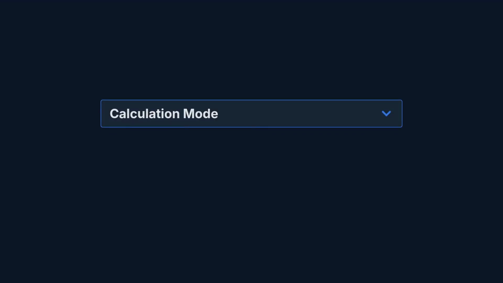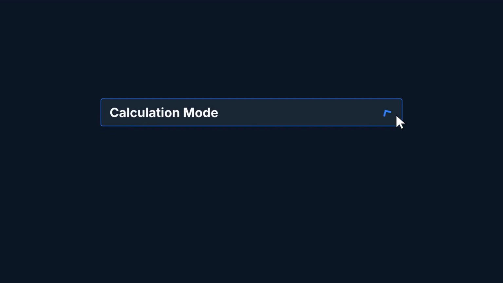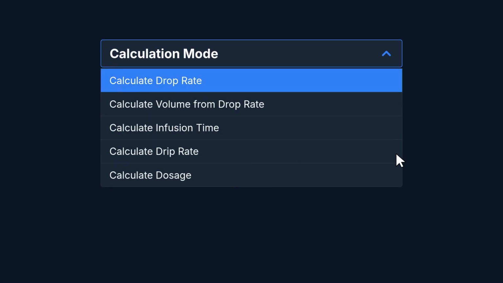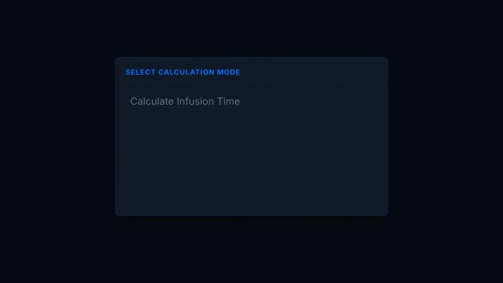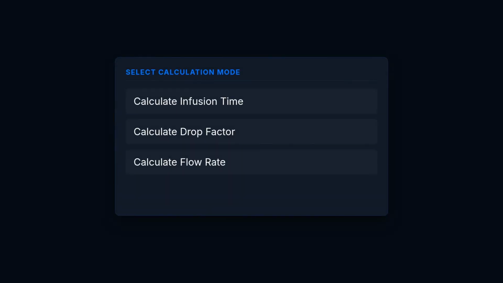This is the IV flow rate drip interactive calculator, which solves for various infusion parameters used in medical and fluid delivery systems. The calculator has a calculation mode drop-down menu with 5 options: calculate drop rate, calculate volume from drop rate, calculate infusion time, calculate drop factor, and calculate flow rate. For this demonstration, I'm using calculate drop rate mode.